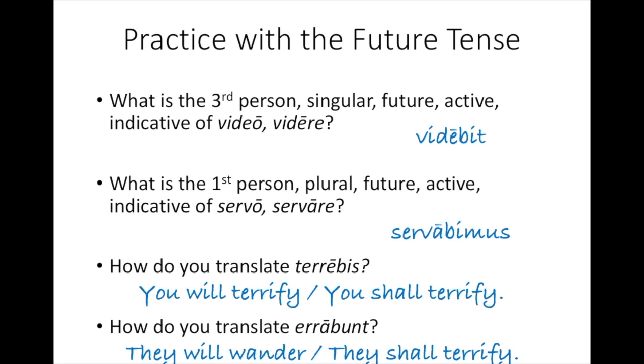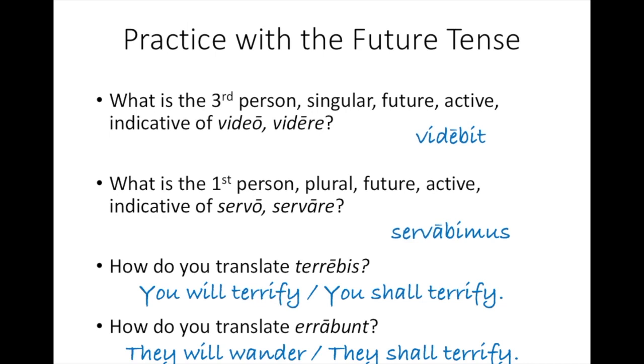The verb servabimus is the first person plural future active indicative because the BI tells you it's future and the MUS tells you it is first person plural. Then the translation of terrebis: you know that one because the S tells you it's second person singular, the BI tells you it's future, and the terre tells you it's to frighten or to terrify. When you add that all together, you get you will terrify or you shall frighten.